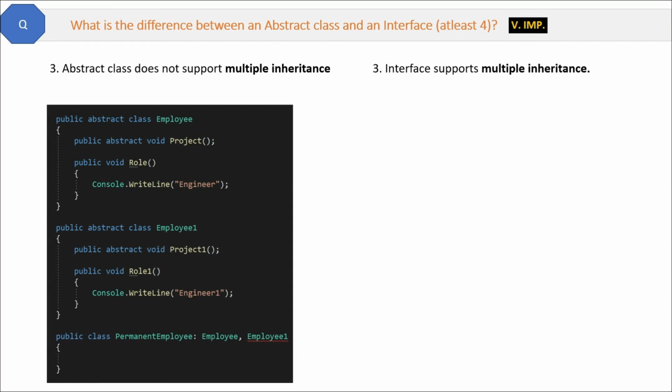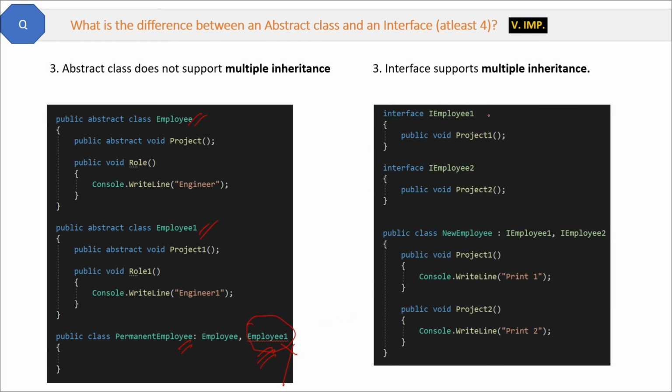See, when we are trying multiple inheritance via abstract class, then here at the bottom is this error. We are deriving from multiple classes, Employee and Employee1, in the derived class PermanentEmployee, and it is giving a compile time error, right? But in case of interfaces, if I show you, there is no error. It is working fine with multiple interfaces, IEmployee1 and IEmployee2.